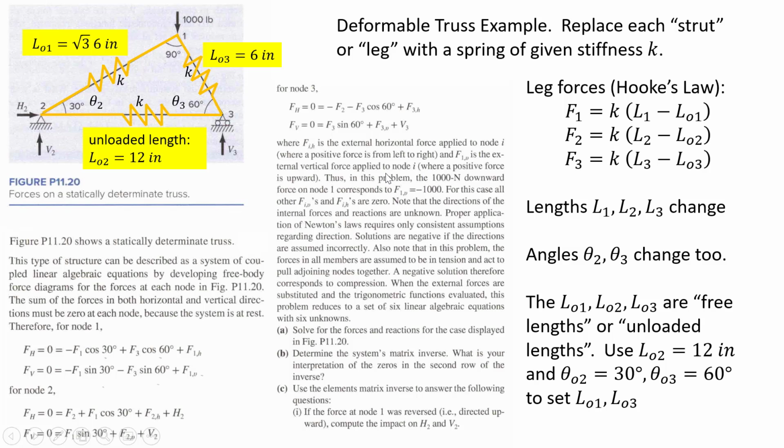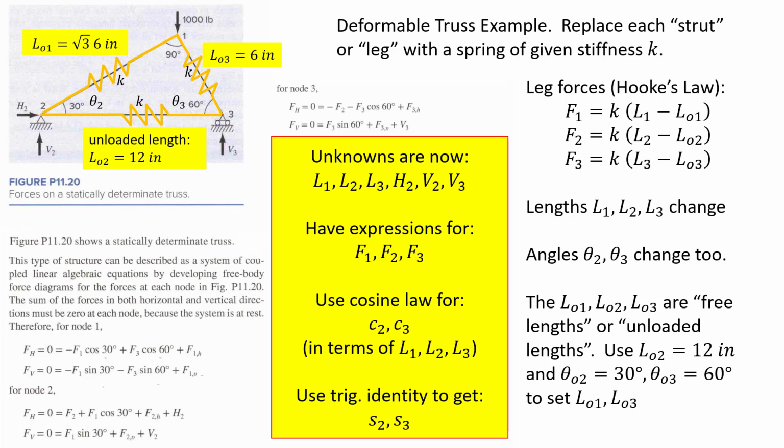So I'm set up now for success. So now the unknowns are L1, L2, and L3, because K is known. L naught 1, L naught 2, L naught 3, those are known. And so I have expressions for the forces. I have expressions for F1, F2, F3. So I'm not going to claim that they're unknowns. I'm going to claim that L1, L2, L3 are unknowns. Those are lengths in inches, and I'm going to leave the H2, V2, and V3 as unknowns.